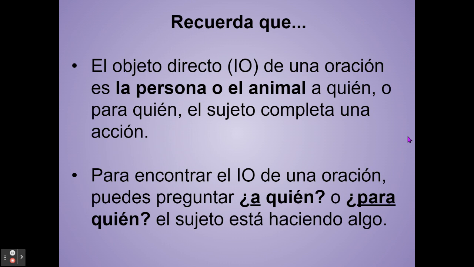Si quieres encontrar el objeto indirecto de una acción, puedes preguntarte, you can ask yourself, ¿a quién o para quién el sujeto está haciendo algo? So you're typically going to look for a and then people, or para and then people. And it's typically, for your purposes, going to be towards the end of the sentence at this point in time.